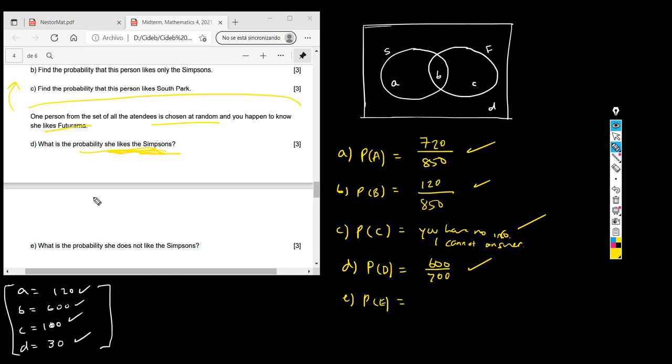Probability of E. What about the same person? You choose somebody at random. You happen to know she likes Futurama. What is the probability that she does not like The Simpsons? Well, it's the other bit. These people only like Futurama and therefore do not like The Simpsons. So how many favorable outcomes? C, which is 100, among all the possible outcomes, which is all of these people inside the circle, which is 700. That's it.